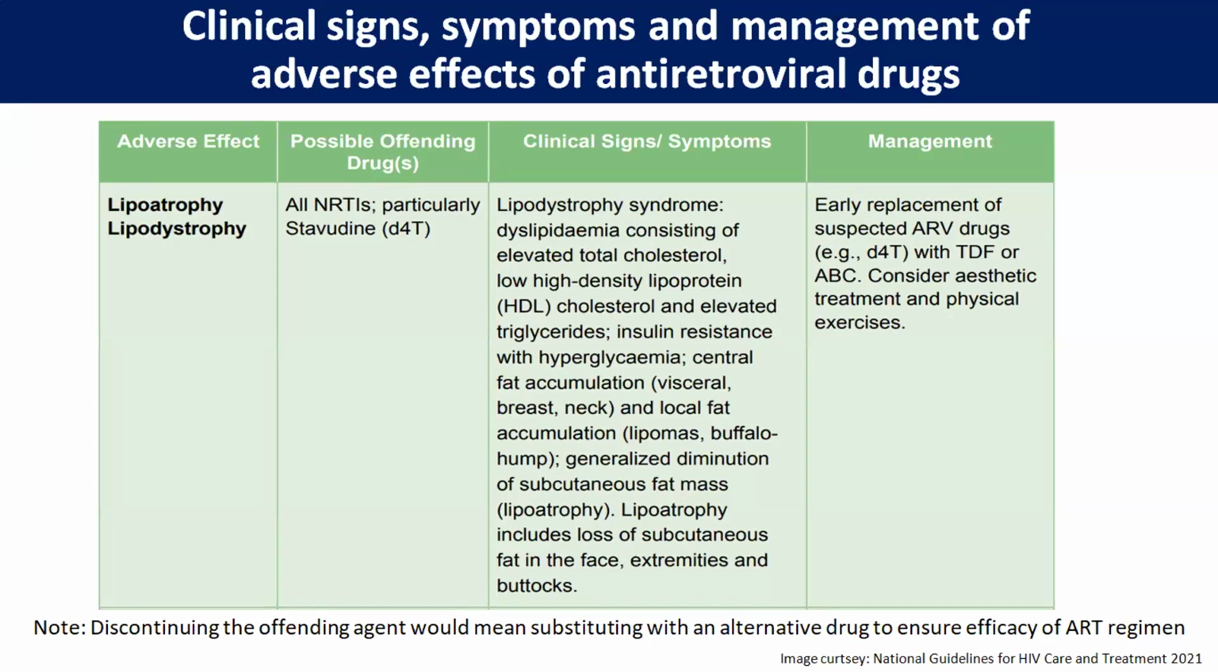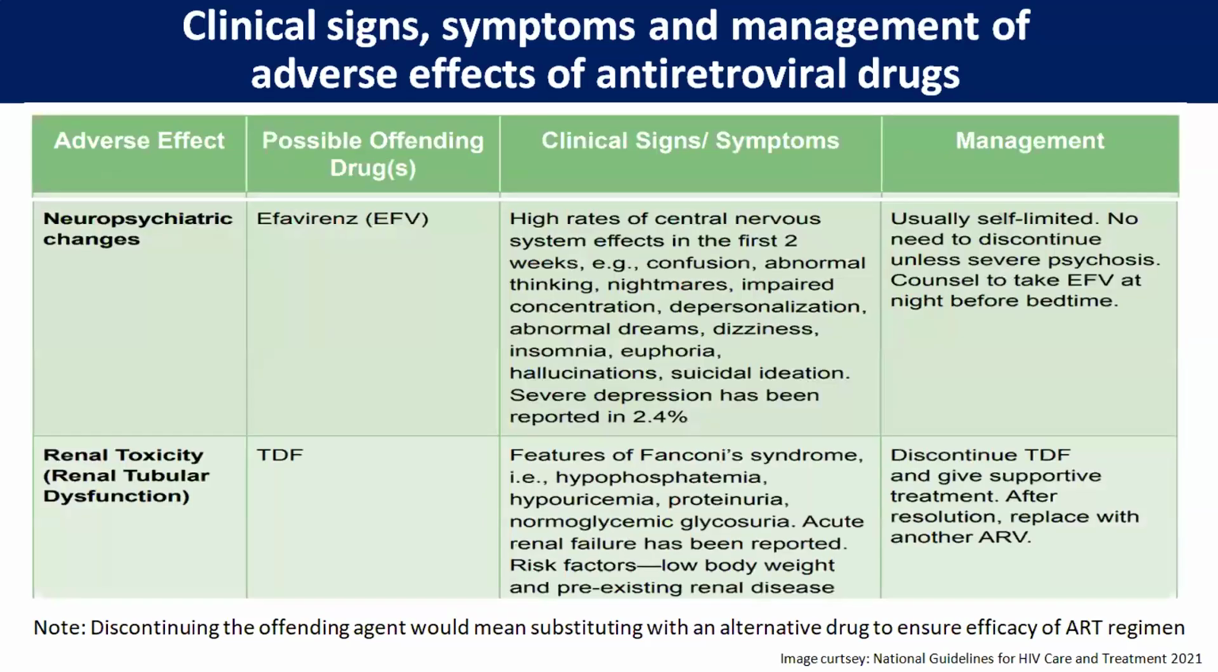If there is significant lipodystrophy, you have to switch the suspected antiretroviral to tenofovir or abacavir. In case of neuropsychiatric changes, efavirenz, I have already mentioned. So for severe neuropsychiatric changes, you have to change efavirenz. We are not using efavirenz nowadays. Renal tubular toxicity, I have mentioned. If GFR is less than 60, you should better use abacavir in place of TDF.